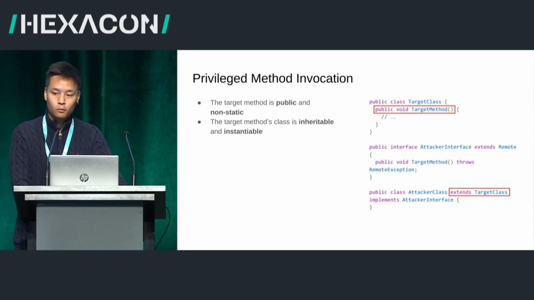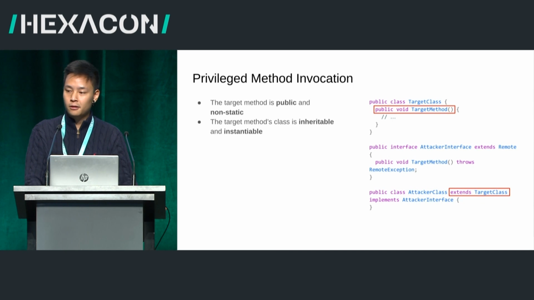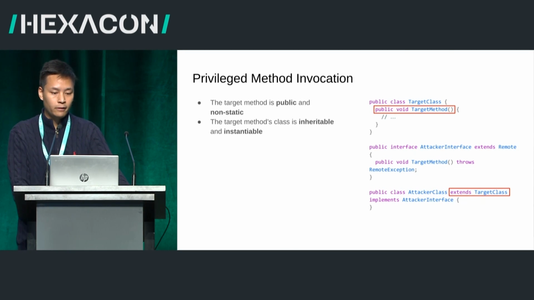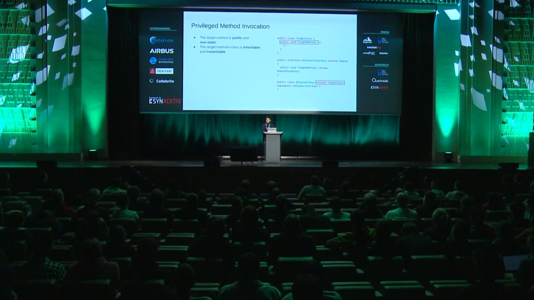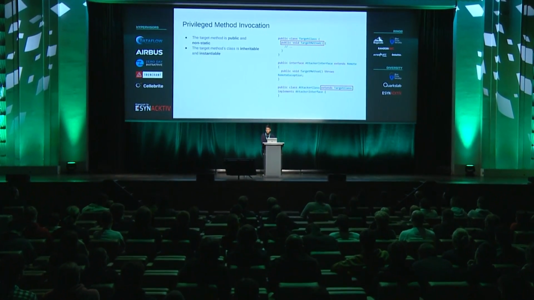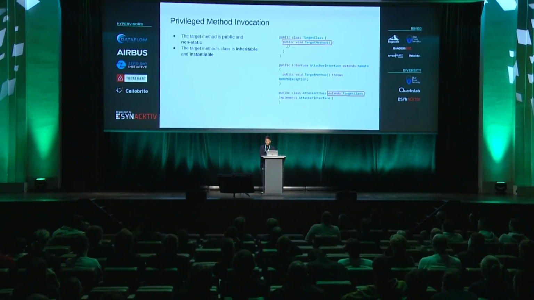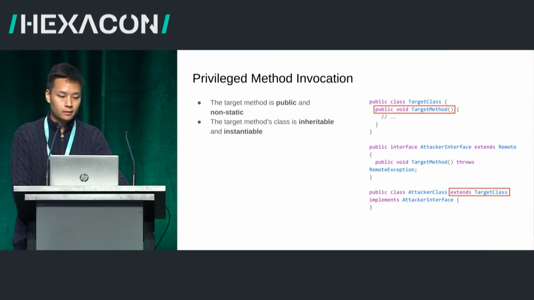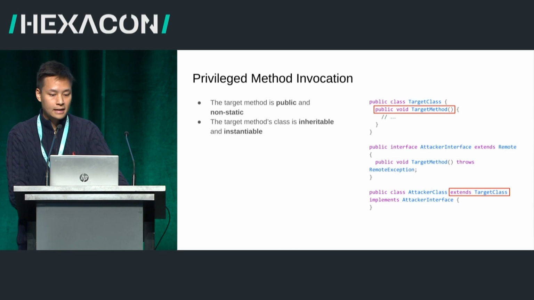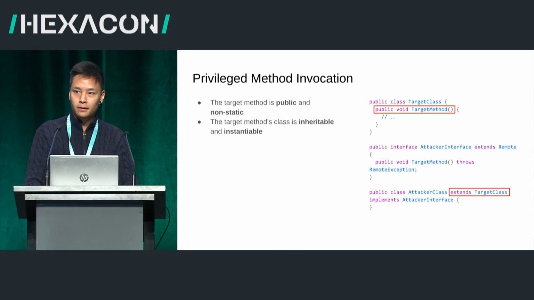Consider a target method which is public and non-static, and where the target method's class is inheritable and instantiatable. For example, consider target method in target class, which is from a trusted code source. We can invoke this method in privileged context as follows. We create an attacker interface which declares the same target method, however, which throws remote exception in addition. And we create an attacker class which extends the target class and implements attacker interface. What is important here is that the attacker class does not override the target method. Namely, target method is inherited from the target class.